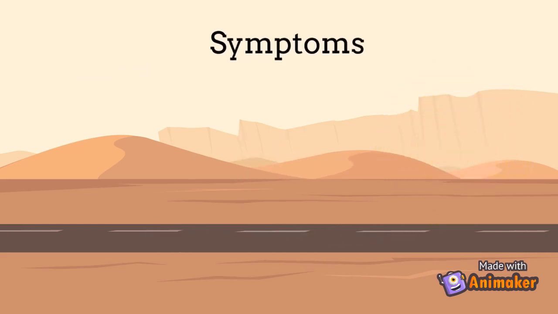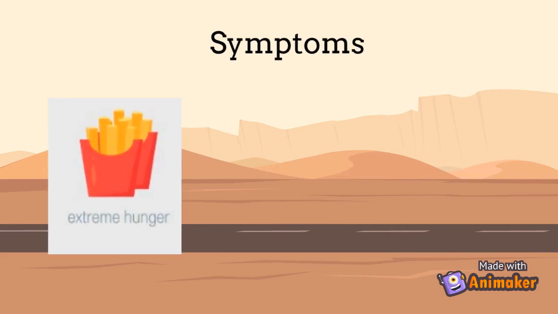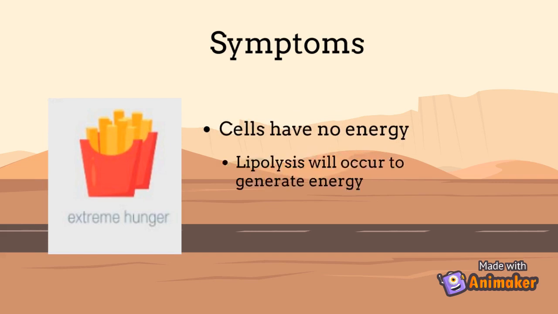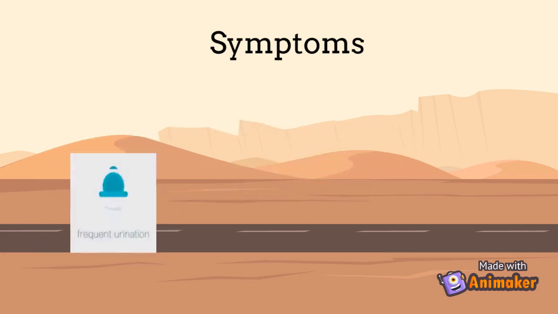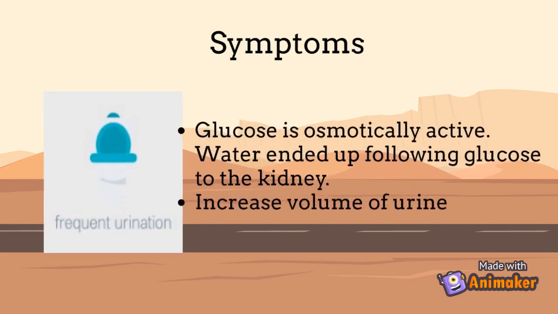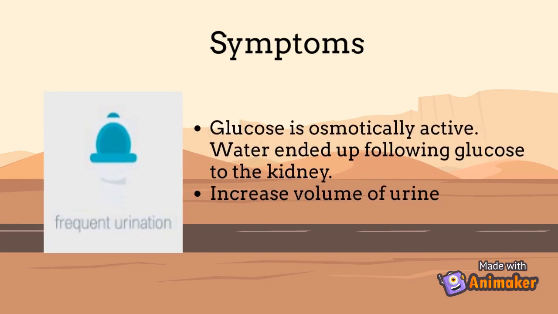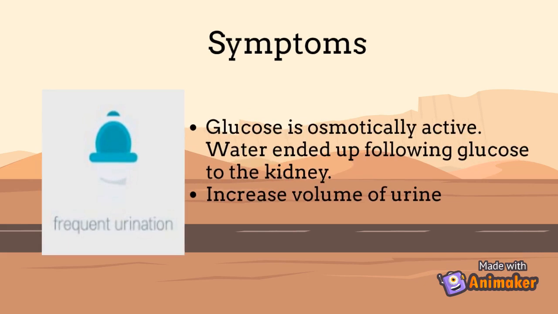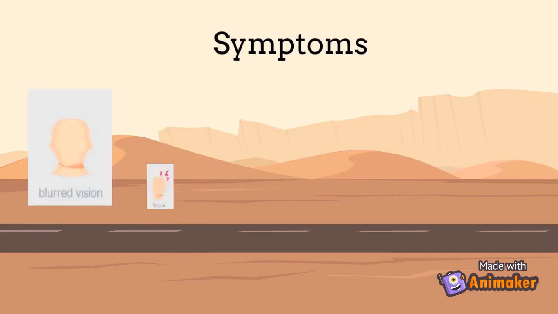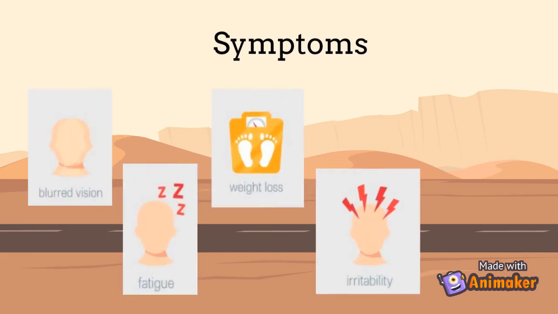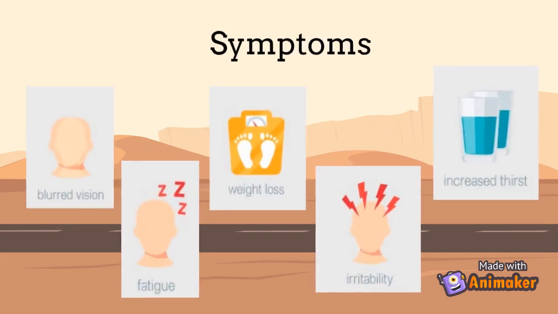Symptoms of diabetes mellitus type 1. Extreme hunger. As glucose can't enter the cells, cells have no source to produce energy, thus lipolysis will occur to produce energy. Frequent urination. Glucose is osmotically active. Accumulated glucose goes to the kidney followed by water. This will increase the urine volume. Other symptoms are blurred vision, fatigue, weight loss, irritability, and increased thirst.